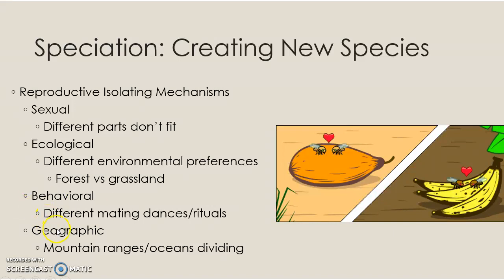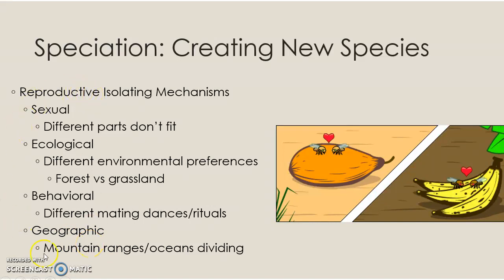Okay. The last one is geographic. So this is a little bit different than ecological. Ecological, these two fruits could be sitting in the same house, and these guys are on different fruits. Geographic would mean there is something physical keeping them apart. So it might be a mountain range. It might be a whole ocean. There is something physically isolating two groups from one another. So it's different than ecological. They may both live in grasslands, but they are separated by a mountain range that they will never cross. So they are geographically, reproductively isolated.